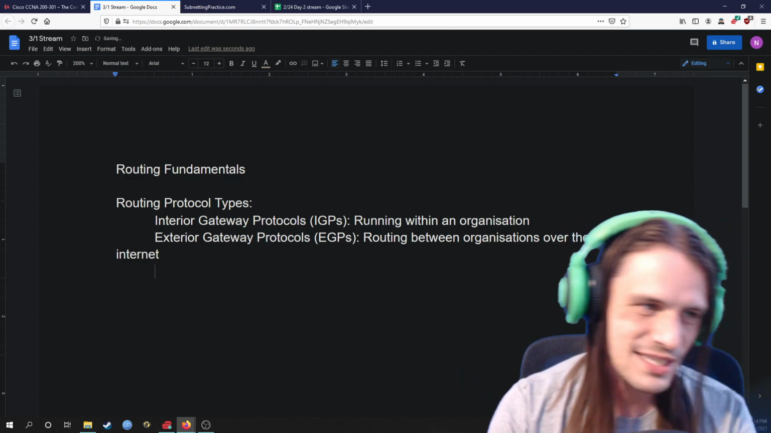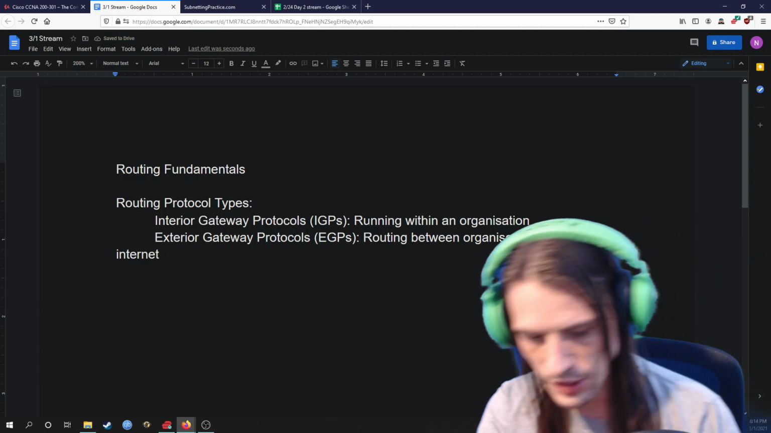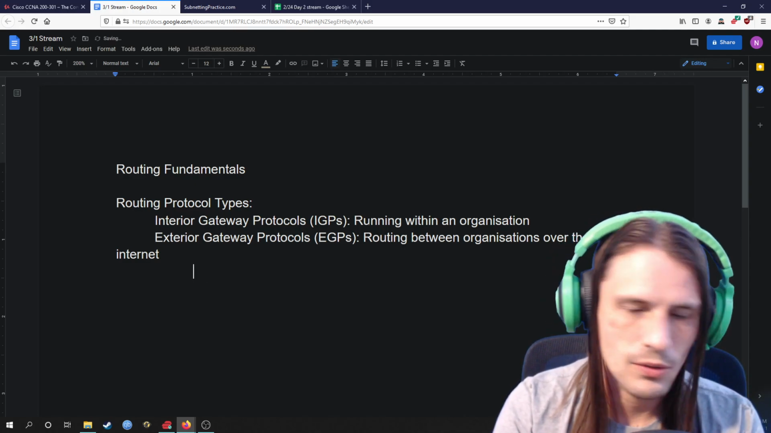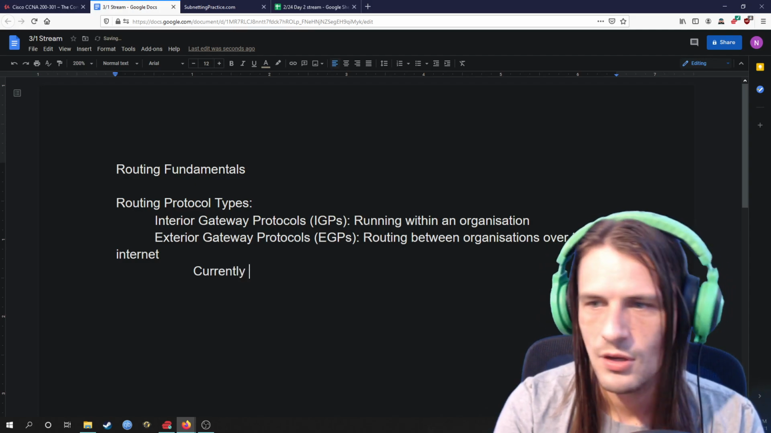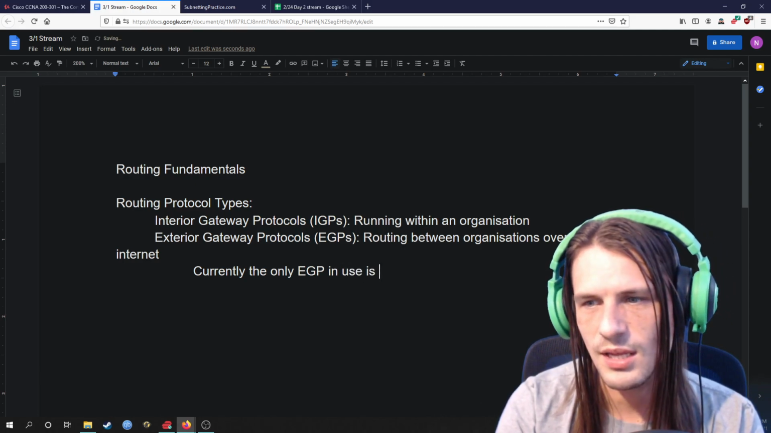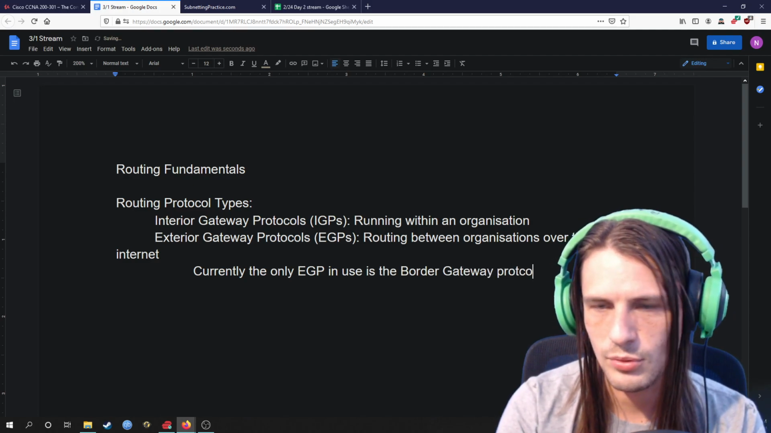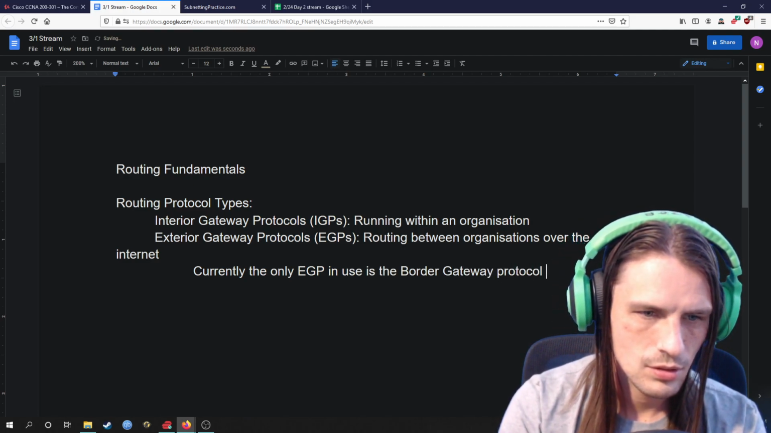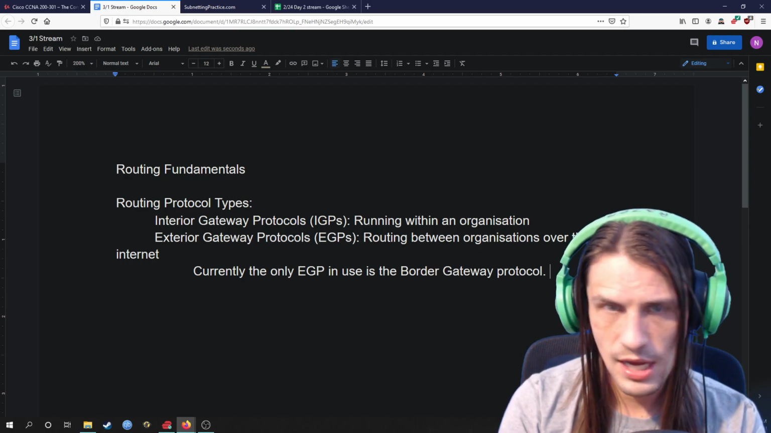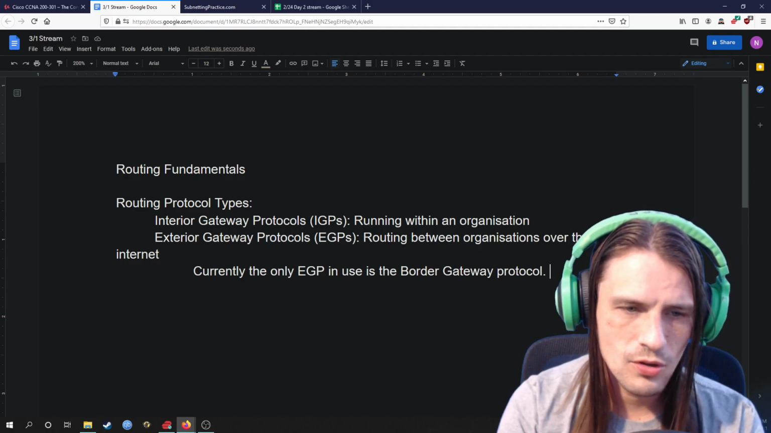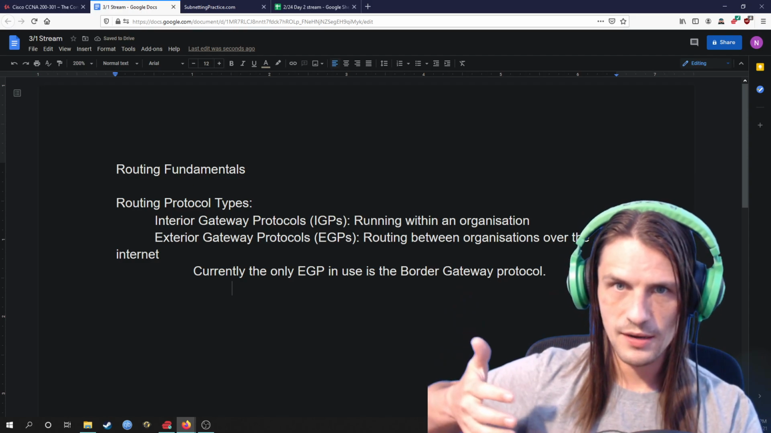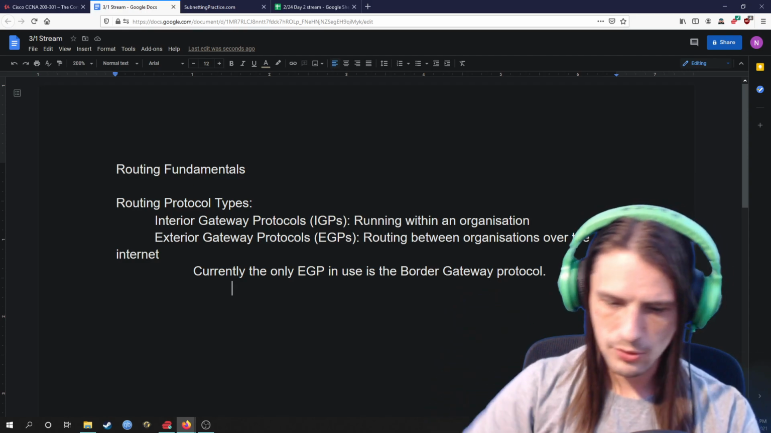So the interesting thing about this is I guess there used to be a lot of EGPs. That's your exterior gateway protocol. But as of now, currently the only EGP in use is the Border Gateway Protocol. And this is something we actually use pretty often, I would assume. So your Border Gateway Protocol is going to be used on the router on the edge of your network. So the router that's nearest to the internet. And you're going to put your Border Gateway Protocol on that router.